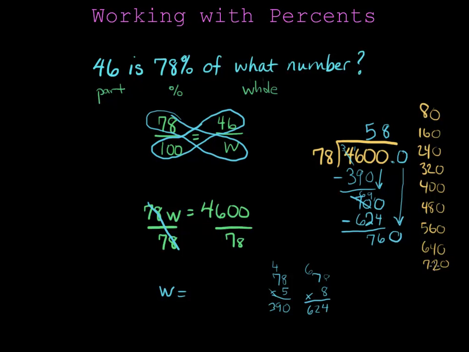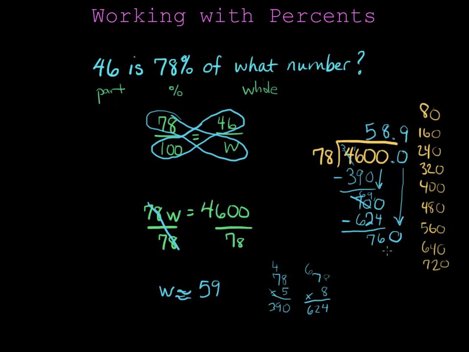And you know, I actually don't even need to divide it all the way. I know that 78 is going to go into 760 at least 9 times, or it can't go in 10 times. So that's enough to tell me that I can round my number to 59. And I'm going to change this to approximately equal to, because it's not exactly 59. I'm rounding my answer here.